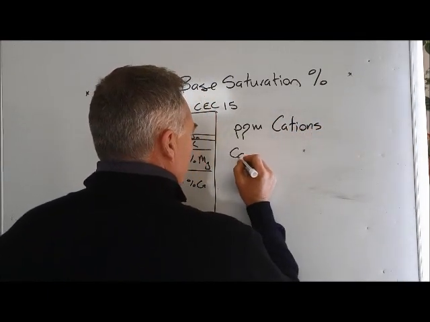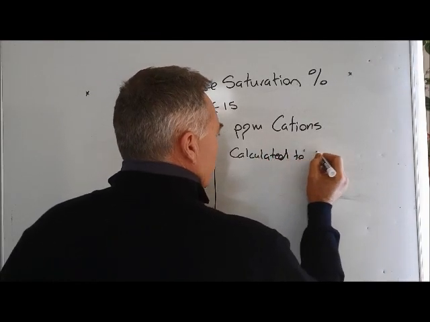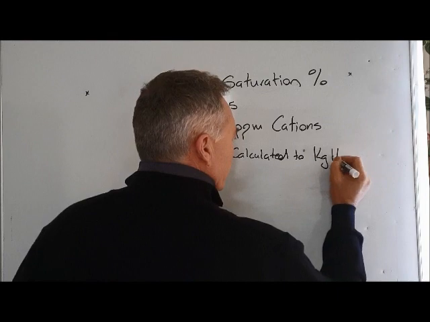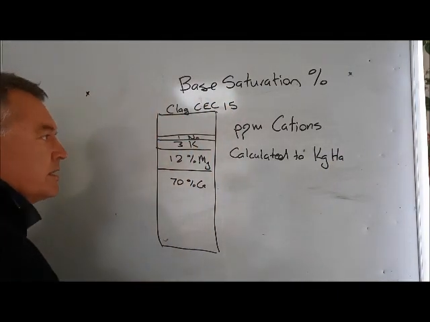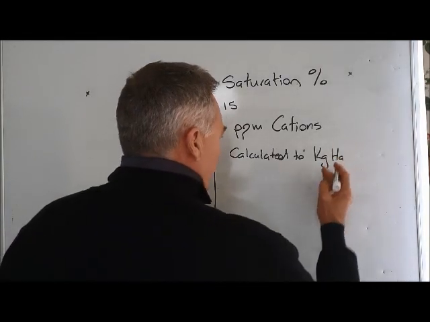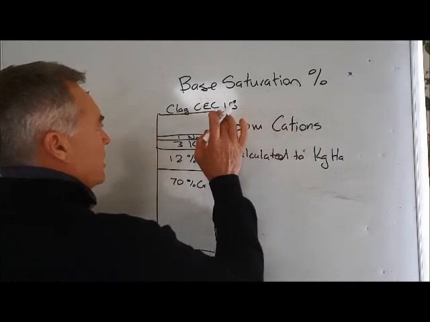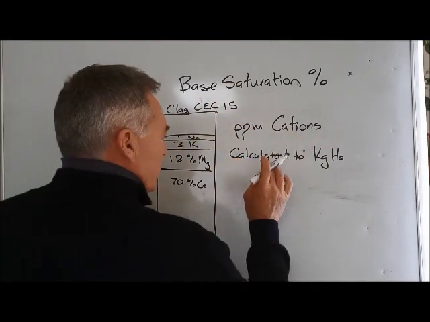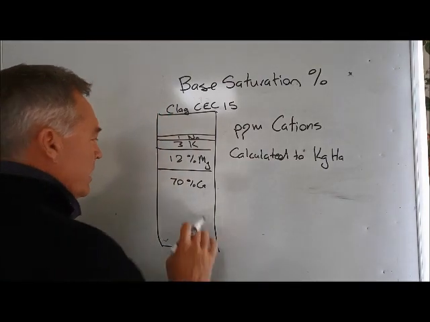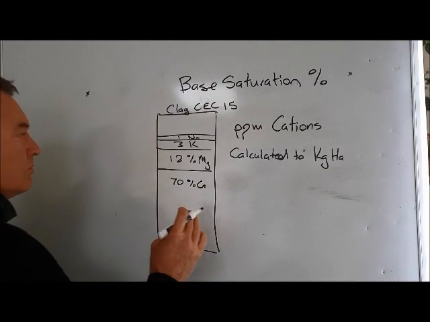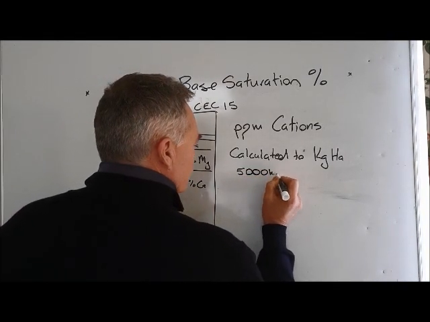And then this is calculated to kilograms per hectare of that particular cation. Now, that can be pounds per acre for those in the States. So when we look at the parts per million of the cations, there's a calculation between the CEC and it shows you the amount of kilograms per hectare. So to get 70% in a clay soil, you might be looking at 5,000 kilograms of calcium.